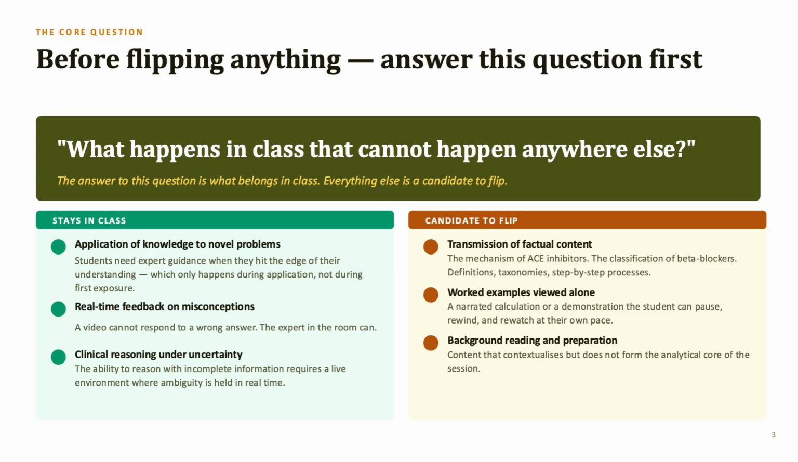When considering any flipped learning model, we must first address the core question: what happens in class that cannot happen anywhere else? The answer to this is what truly belongs in the synchronous environment, while everything else is a candidate for flipping. The Stays in Class column outlines these critical elements. Application of knowledge to novel problems is paramount, as students need expert guidance when they hit the edge of their understanding. This is distinct from passive first exposure.